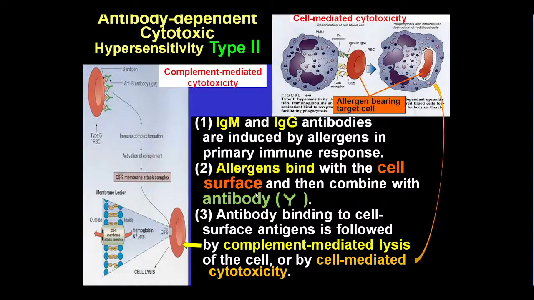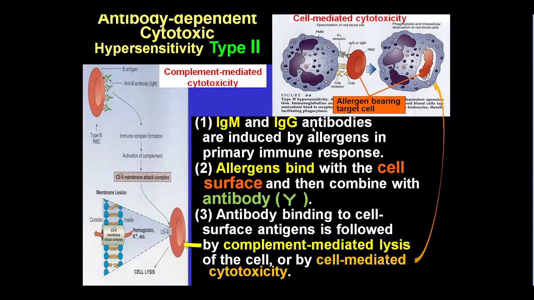The second type of the hypersensitivity reaction is named antibody-dependent cytotoxic hypersensitivity, or hypersensitivity type 2, or cytotoxic hypersensitivity, or cell-mediated hypersensitivity, or complement-mediated cytotoxicity. What do you see? You see here two figures. In the right up part of the slide, you see an allergen-bearing target cell. This is a red blood cell. In the left drawing, you also see a red blood cell that serves as a target cell.